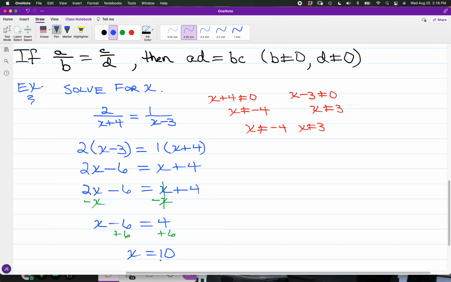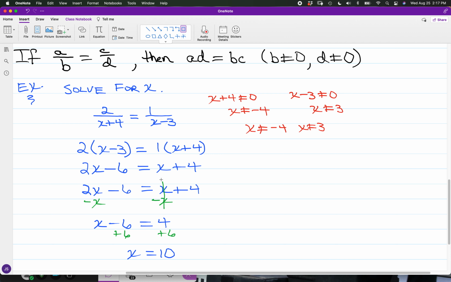And you can go back and check what we have for 10. You have 2 over 10 plus 4, which will be 2 over 14. Now 2 over 14 is equal to 1 over 7. Okay, so the left-hand side is equal to 1/7, and to the right I have 1 over 10 minus 3, and that is also 1/7. So we have consistency with this value at x equal to 10.